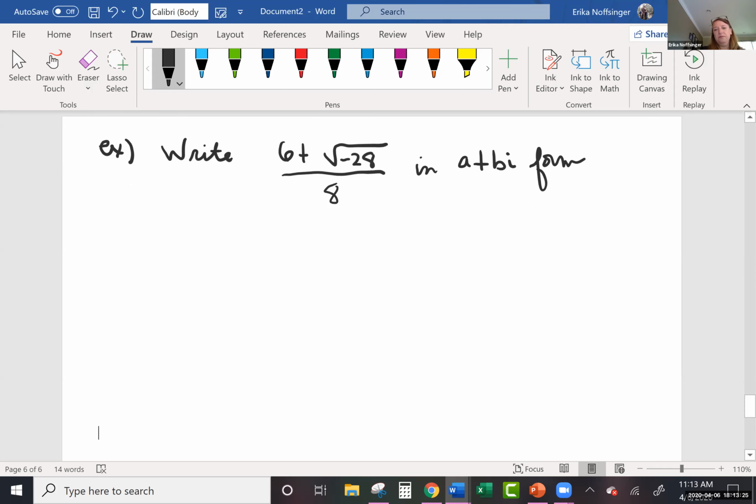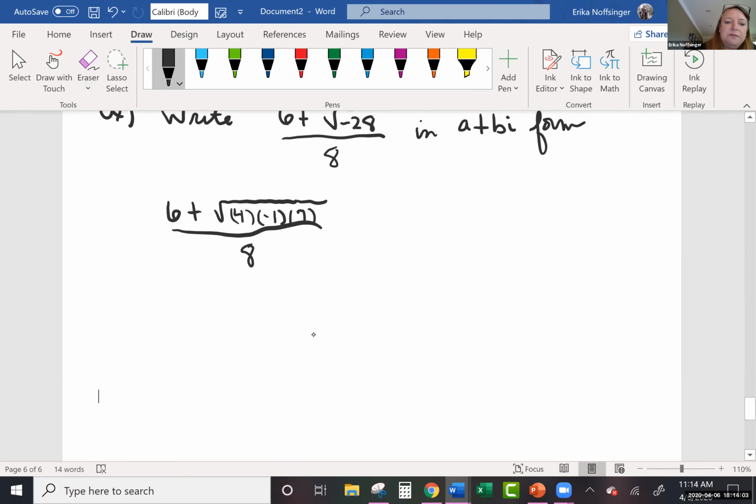Okay, so basically, we just want to break this down. And so we want to pull out what we can from underneath the square root. So let's rewrite it. We have 6 plus the square root. I know that 4 times 7 is 28, so I'm going to write this as 4 times negative 1 times 7, where the negative 1 is i, all over our denominator of 8.